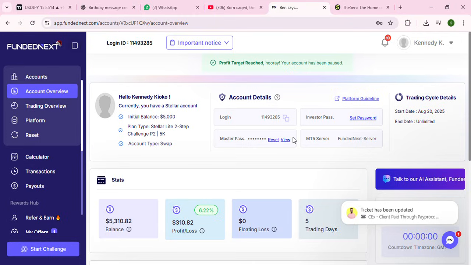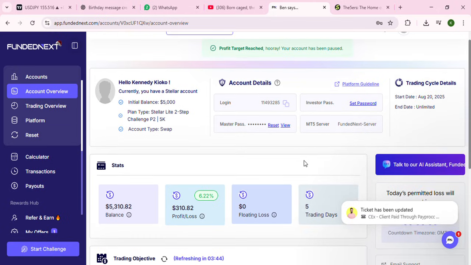So if now you want to get your password, you click on view and it will be sent to your email, and then both the password and the account number, from there you can check, and then you can go and log into your MetaTrader 5. You can see the MT5 server is FundedNext server. Investor password, here it is. You can set it if you want people to check on your progress, or you want to have it on your MyFXBook for the public to be checking on. You can just go and do all that.